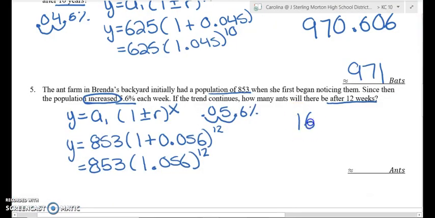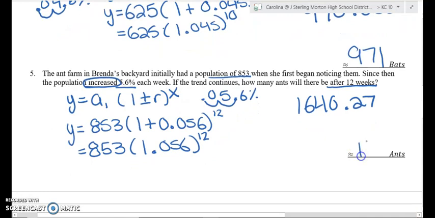1,640.27. Again, we're talking about ants. We do not have 0.27 of an ant. So I'm going to raise it up to the next whole number, which is 1,641 ants.